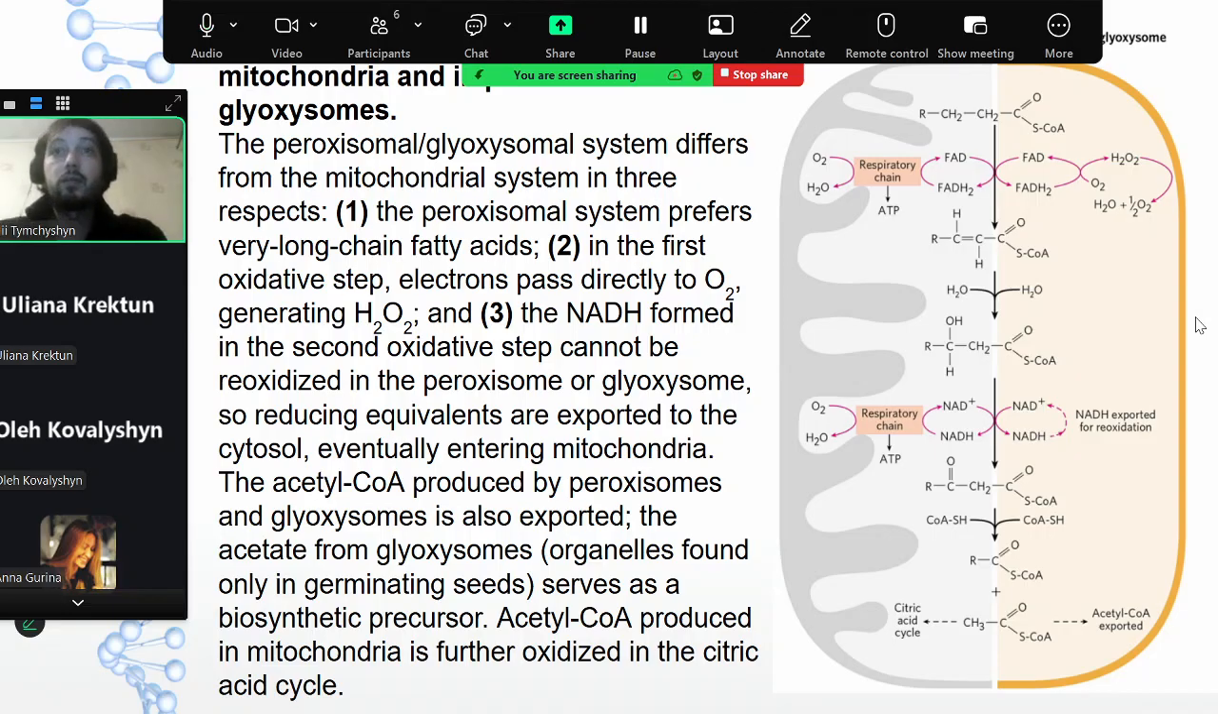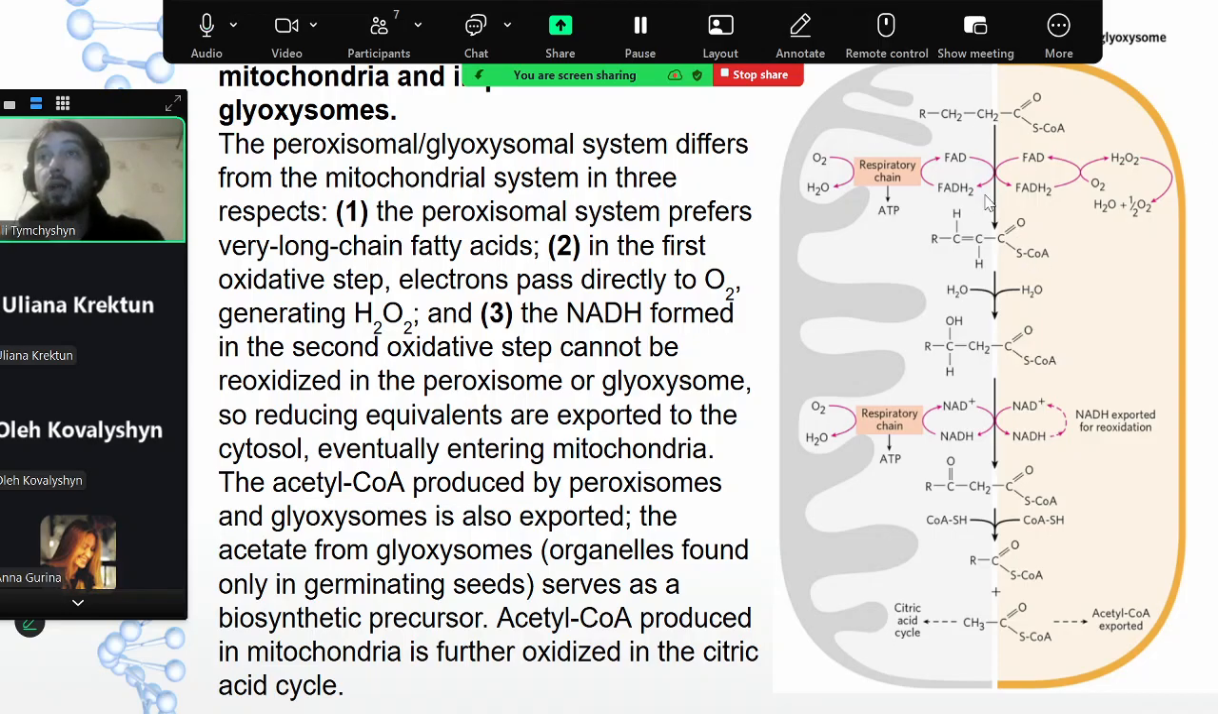And the acetate from the glyoxysomes, these are organelles found only in germinating seeds, so that's not in us. Yeah, and it serves as the biosynthetic precursor. The acetyl-CoA produced in mitochondria or acquired from the outside is further oxidized in the citric acid cycle. So here you see the reactions, how they go.